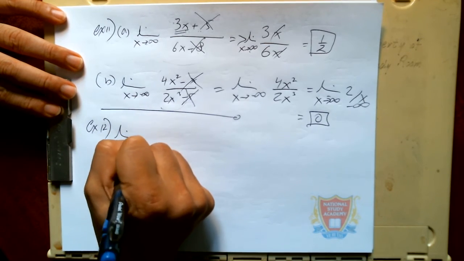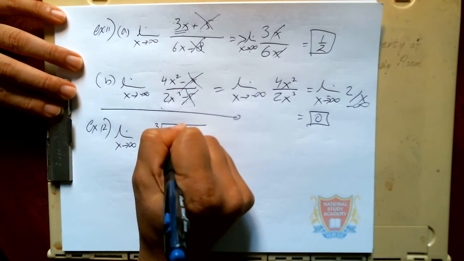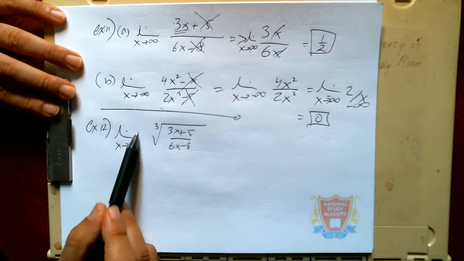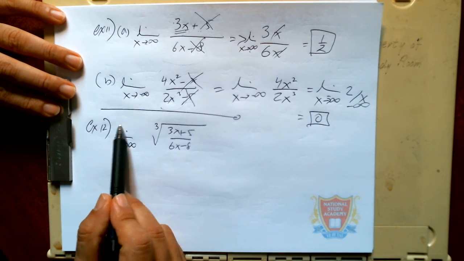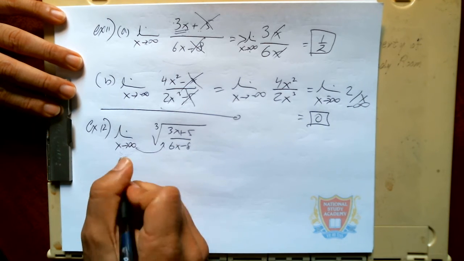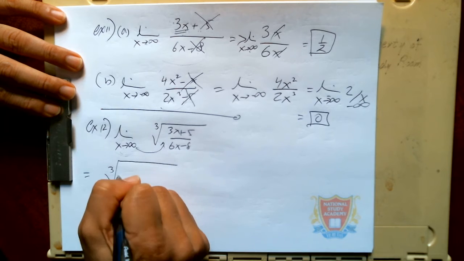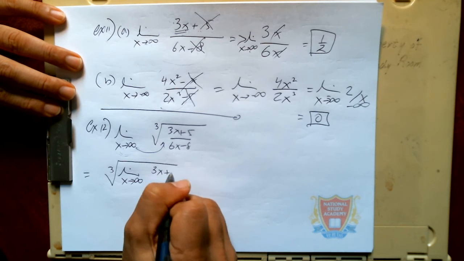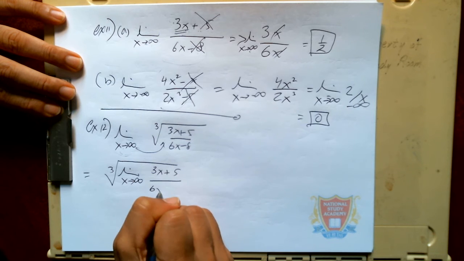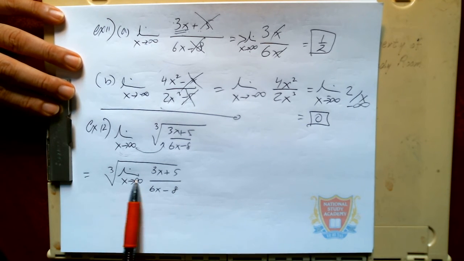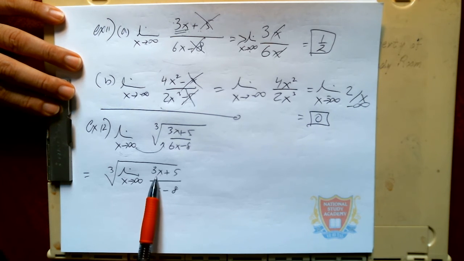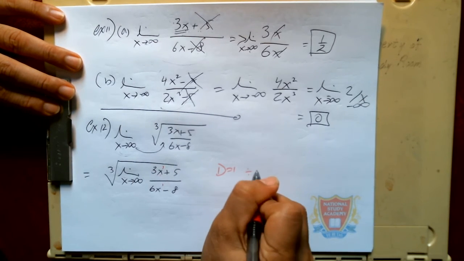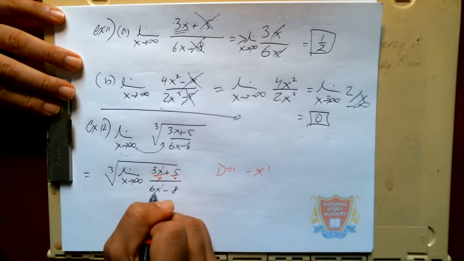Limit as x approaches infinity of the cube root of 3x plus 5 all over 6x minus 8. What this tells you is that when the limit of a function becomes the function of its limit, you can actually literally put this on the inside if you want. So that becomes the cube root of the limit as x approaches infinity of 3x plus 5 all over 6x minus 8. So what you notice is it's like this problem right here, and then we take the root of it. Since the degree equals 1, see that 1 right there? The highest power is 1 here. So I'm going to divide it by x to the 1. Divide by x, divide by x, divide by x, divide by x.